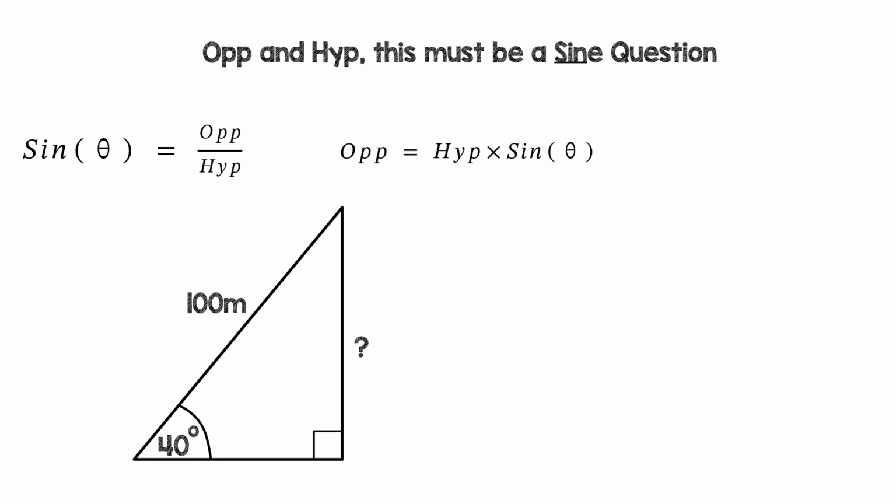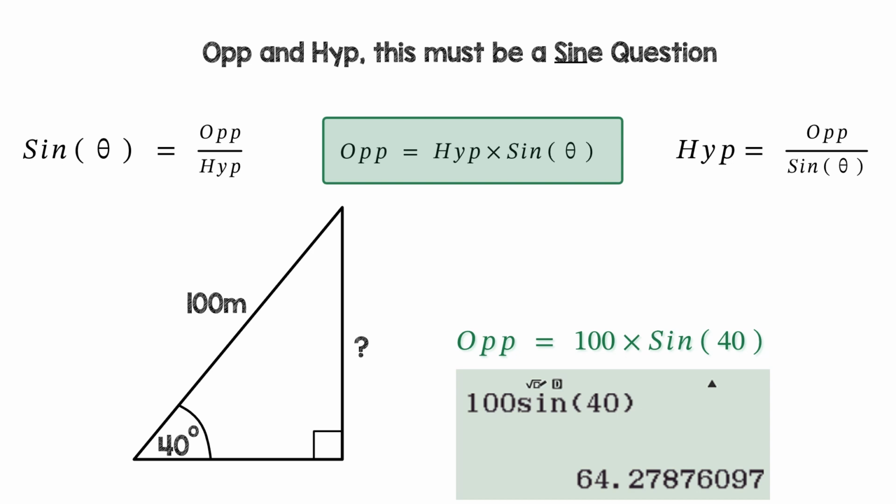Opposite is hyp times the sine of the angle, and the hypotenuse is the opposite divided by the sine of the angle. So we use opposite equals the hypotenuse times the sine of the angle.